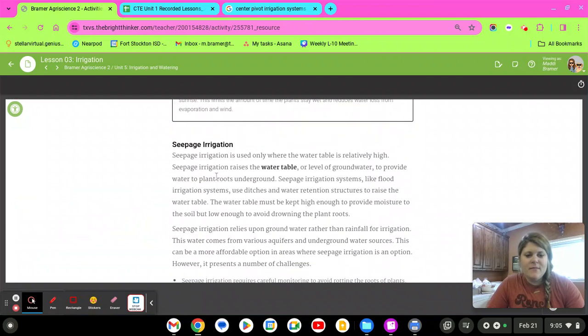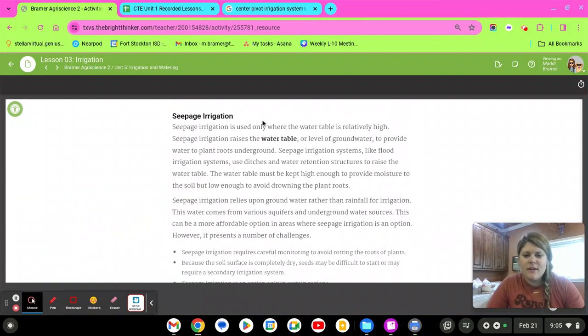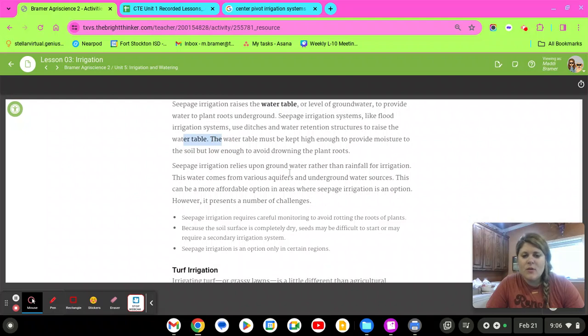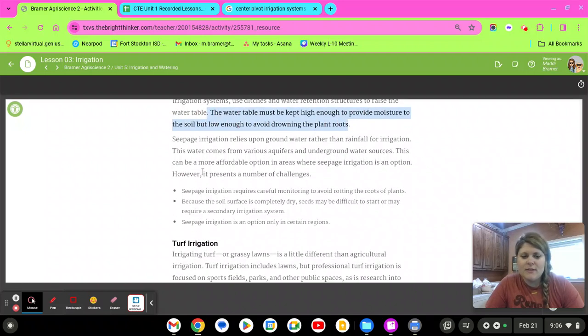All right. Then there's seepage irrigation. So that's used only where the water table is relatively high. So there's a lot of water in the area. It raises the water table or level of groundwater to provide water to plant roots underground. So these are like flood irrigation systems. They use ditches and water retention structures to raise the water table. Water table, remember, that's underground. It must be kept high enough to provide moisture to the soil, but low enough to avoid drowning the plants.